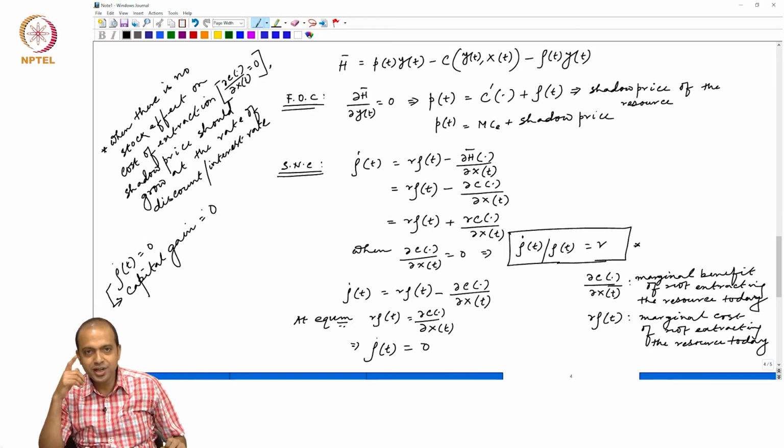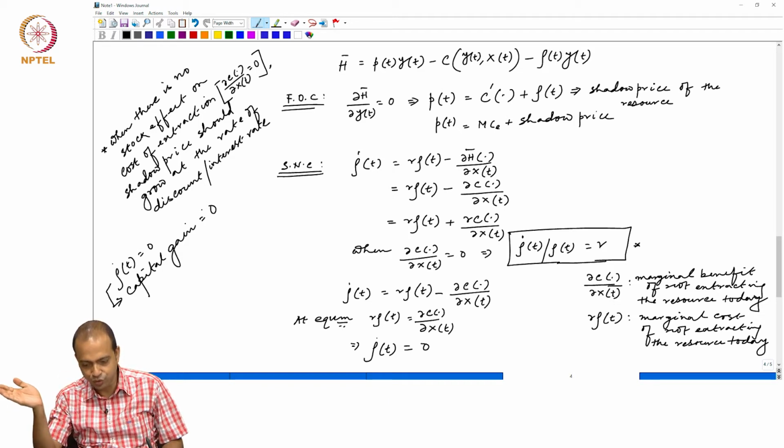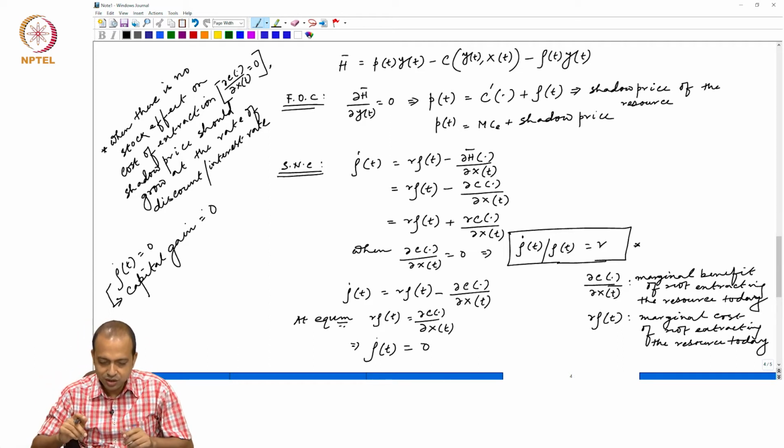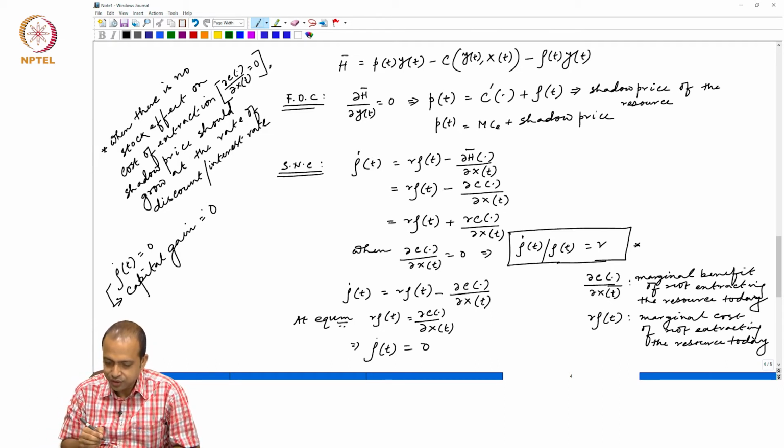If there is a capital gain, then the resource owner will always try to reallocate the resource from today to tomorrow. Instead of extracting today, they will extract it tomorrow. So, then there would be some kind of benefit, right.